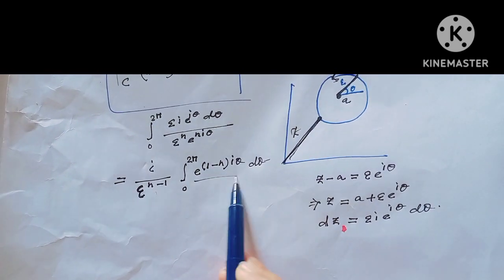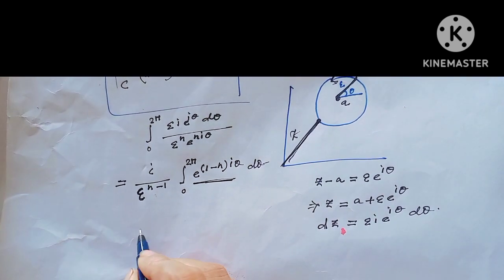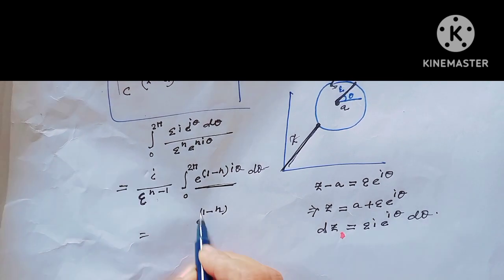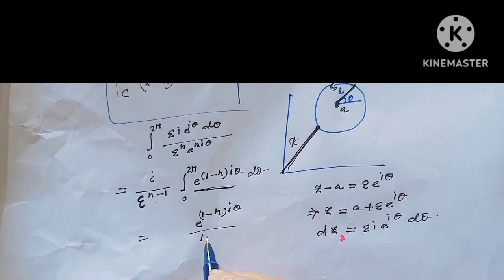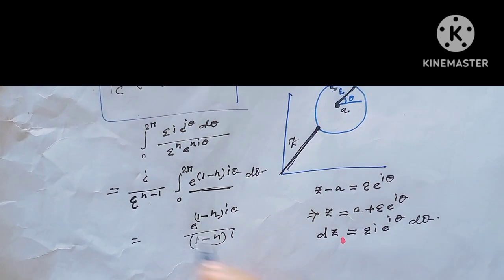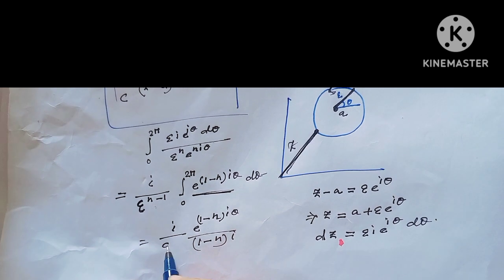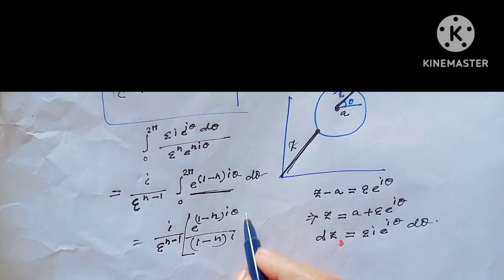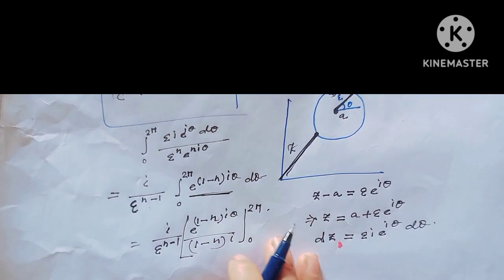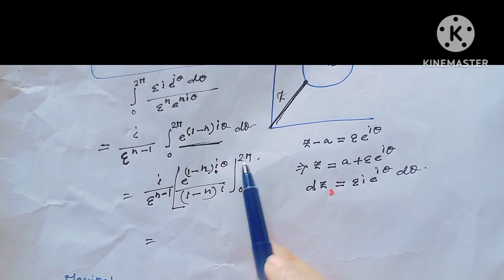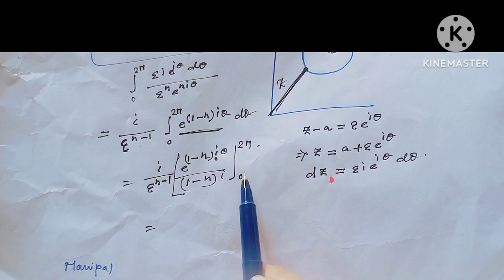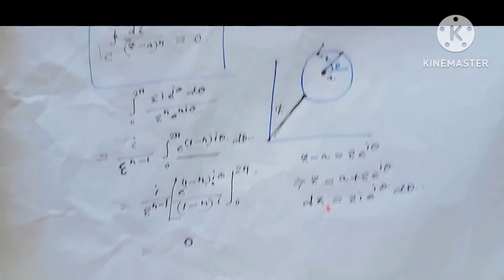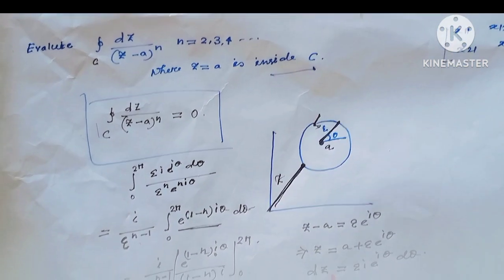and the antiderivative of this integration is e to the power (1 minus n) i theta over (1 minus n) i. This is the antiderivative, and here also i over epsilon to the power n minus 1. And we have to find the antiderivative at the points 0 and 2 pi, and at the point 2 pi this value is 1, and at the point 0 this value is also 1. So the value of the integration would be 0. I hope all my viewers have understood this value of integration.